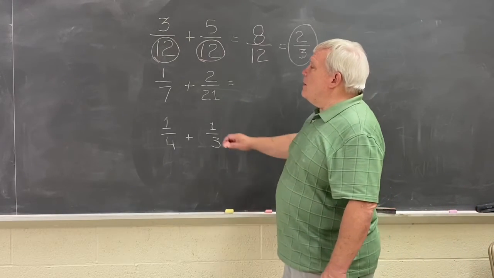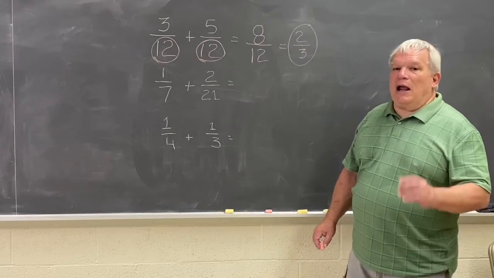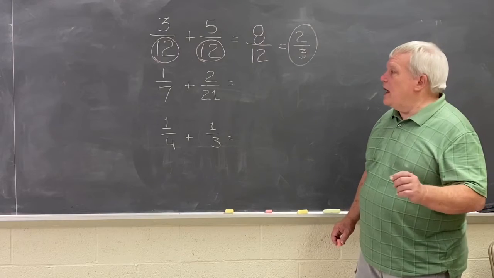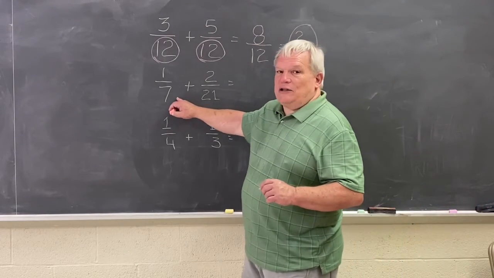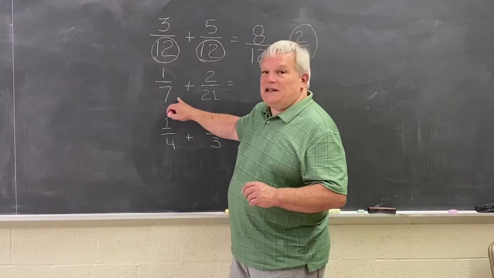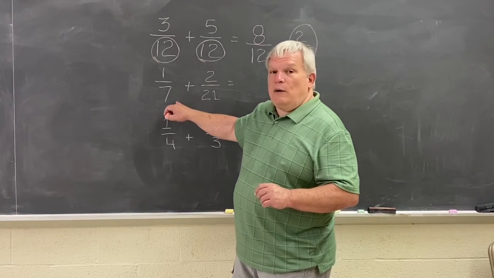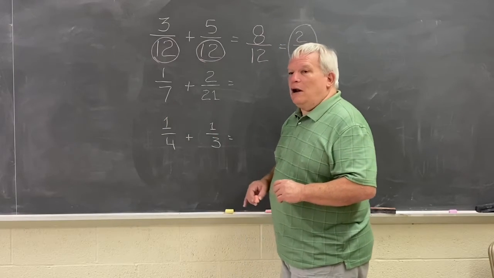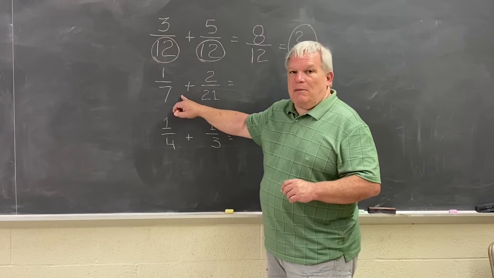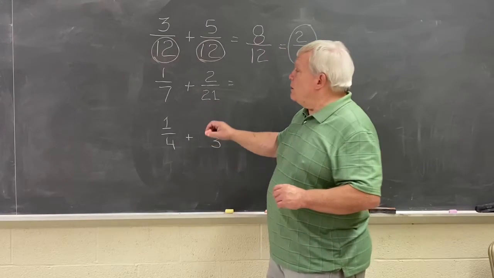Okay, now we're going to look at a problem that is a little bit harder. 1/7 plus 2/21. Here again it helps if you know your multiplication tables. I know that the denominator 7 goes into 21, so I can convert 1/7 into 21sts. How do I do that? When I'm converting a fraction to another denominator, I multiply the numerator and the denominator by the same number. If I want to get 7 to 21, I have to multiply by 3.